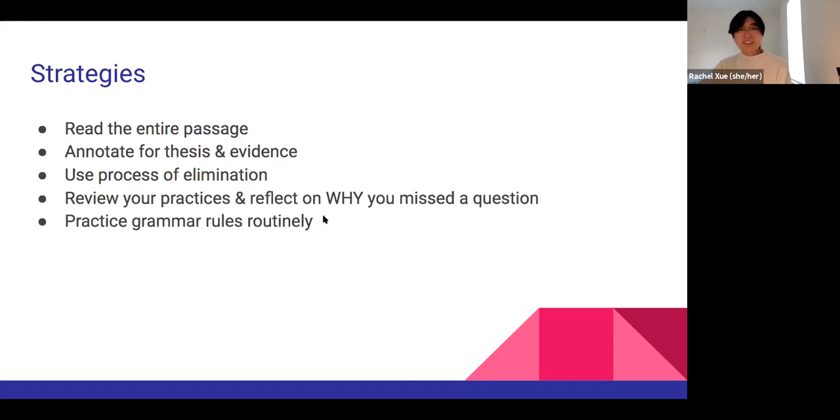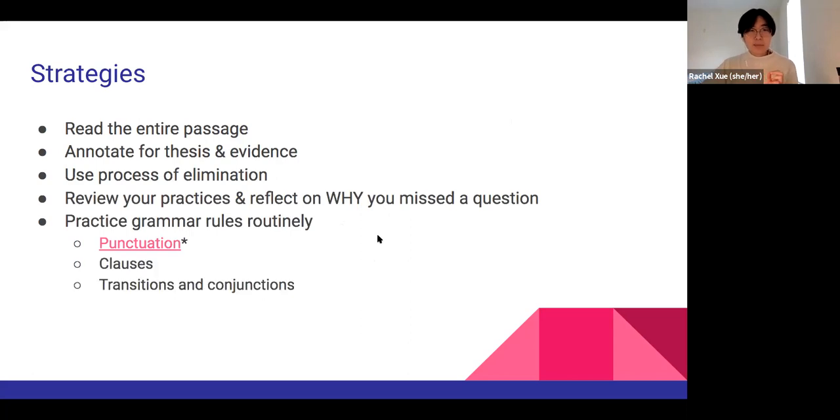So going in, talking about grammar questions. Always practice grammar rules routinely. There's so many grammar rules on the writing section. Here's a list of some of them. And I have a link here to a resource that has a lot about punctuation. My suggestion is just to study a little bit of grammar every single day because there's so much. So breaking it down into little pieces will help you a lot. And also identifying which ones that maybe you don't know that well and you can focus on those.